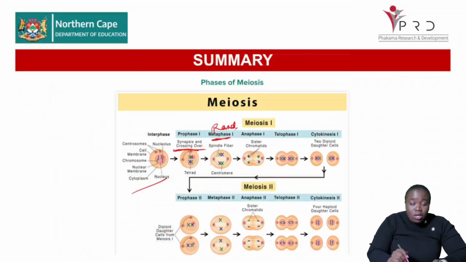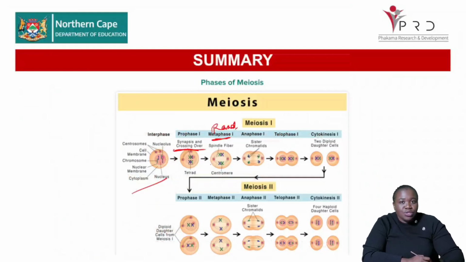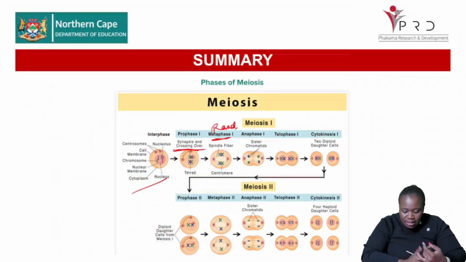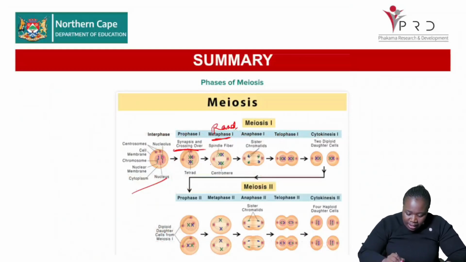Random arrangement. We just looked at this with activity 2, whereby we looked at why it is important for the random arrangement to take place and why it is important for them to be attached to the spindle fibers, whereby they will be pulled to the opposite poles. Anaphase 1, they are pulled to the opposite poles, allowing them to now form two separate groups, and that will allow for the formation of two new cells.